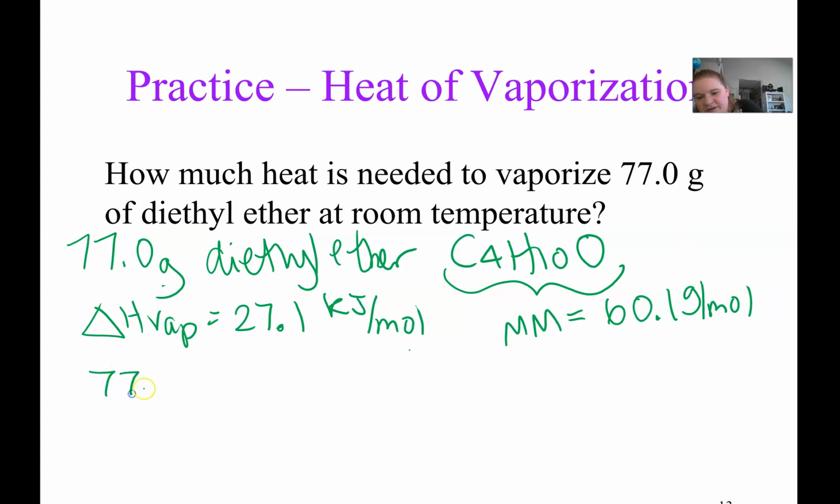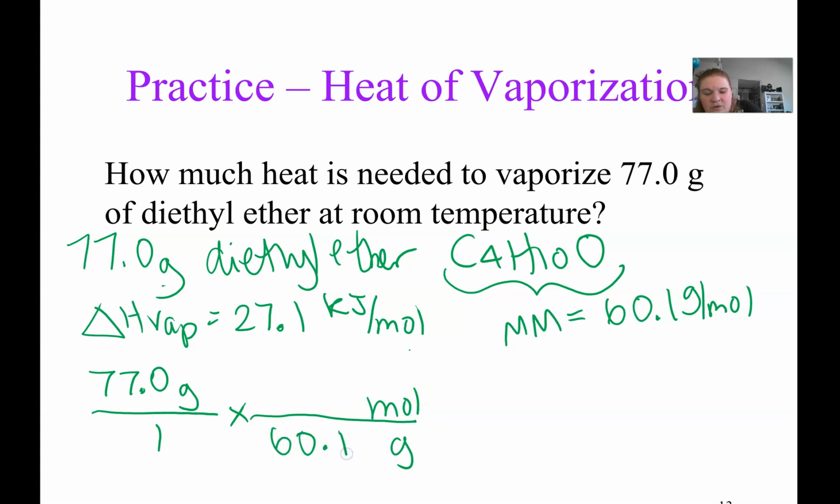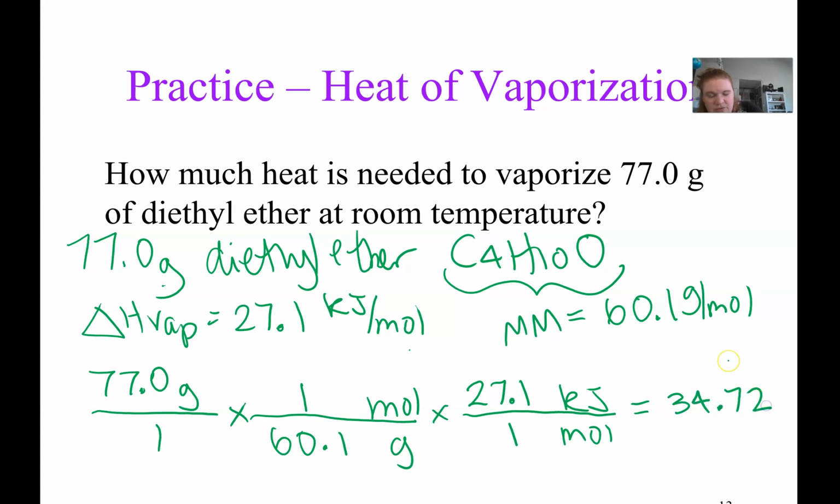So I'm going to start with my given 77.0 grams. I'm using that molar mass to get us into moles: 1 mole for every 60.1 grams. And then according to the table, moles on the bottom, so it cancels out, kilojoules on top, 27.1 kilojoules for every 1 mole is our heat of vaporization. So I put this in my calculator, and my calculator says 34.72.